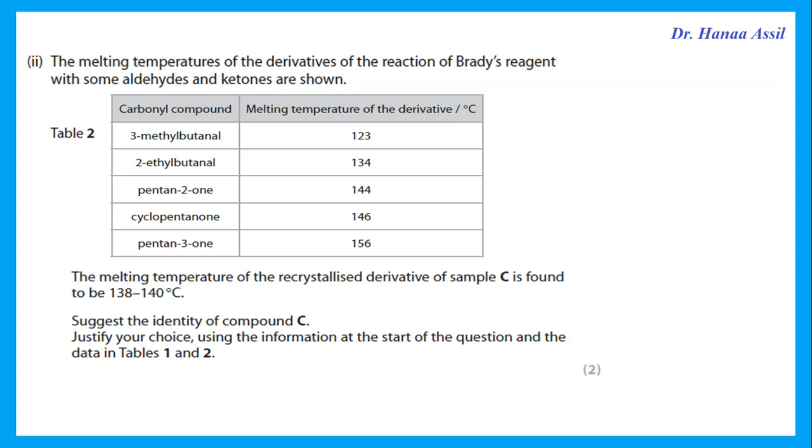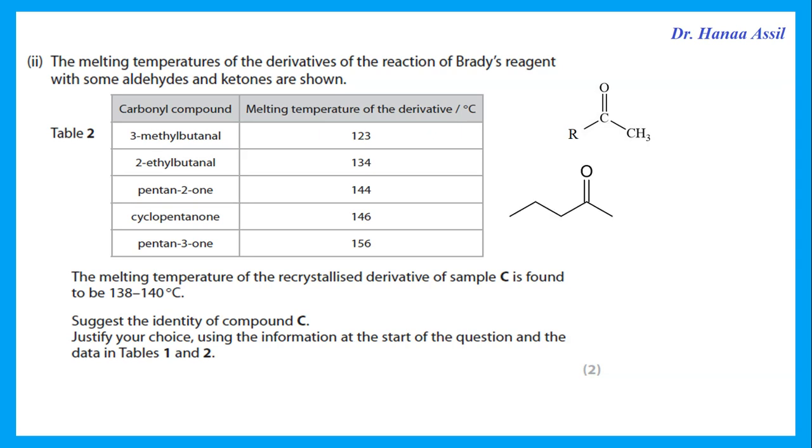The melting temperature of the recrystallized derivative of sample C is found to be 138 to 140 degrees Celsius. So the compound sample C was this. This compound, we want to know exactly what its structure is. So this compound had a melting temperature of 138 to 140. Suggest the identity of this compound and justify your choice using the information at the start of the question and the data in tables 1 and 2.